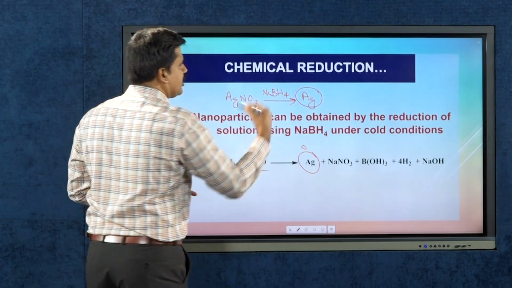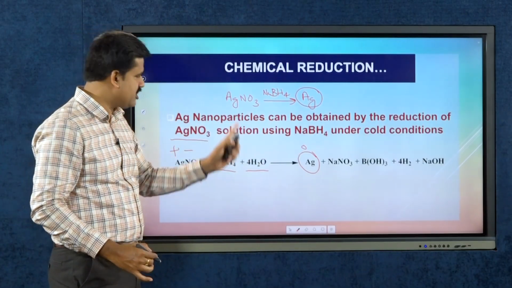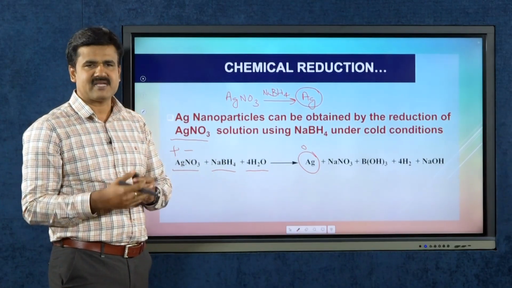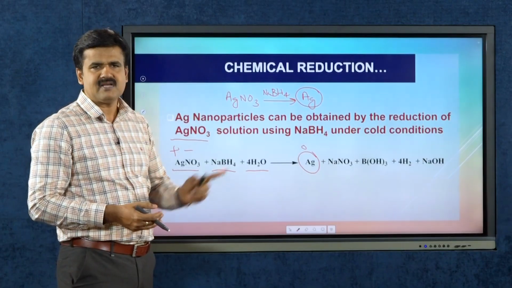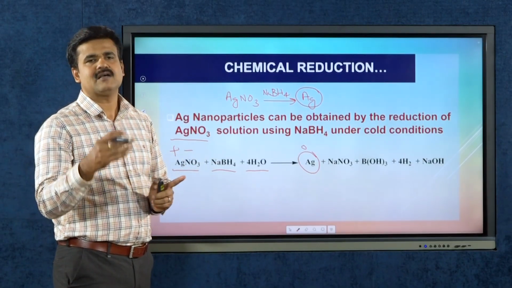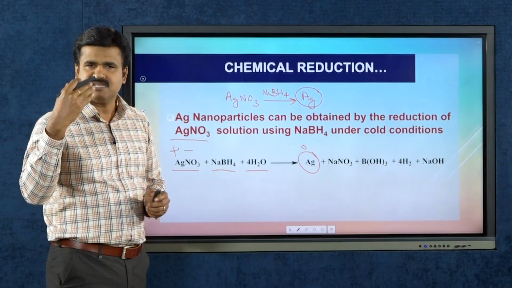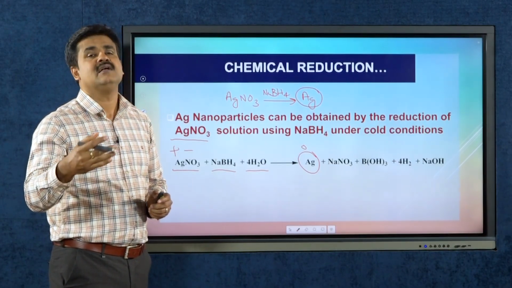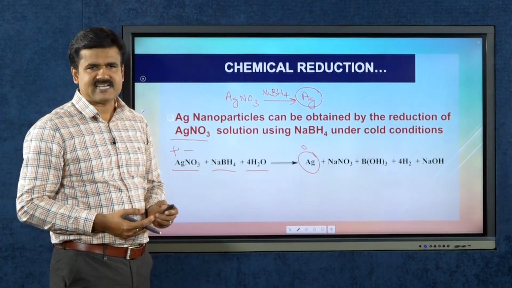These are silver nanoparticles. This is the simplest representation of this reduction reaction, while the other one represents the complete balanced chemical equation. You can remember this equation also. This is very easy to remember. So the reducing agent converts metal in the positive oxidation state to atoms in the zero oxidation state, which agglomerate together to get the nanoparticles. This is about the chemical reduction.